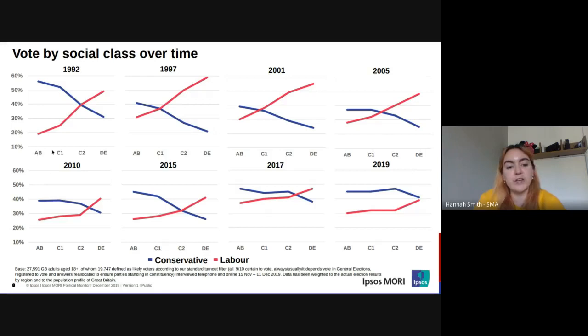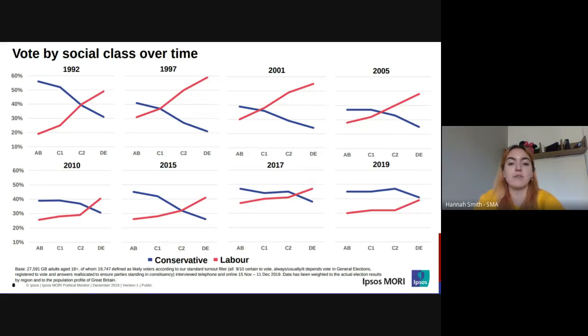So basically, if you go down the social classes, so AB to C1, C2, DE, the lower your social class, the more likely you are to vote Labour. Yes? Good. Flip it for the Conservatives. The higher your social class, the more likely you are to vote Conservative. That doesn't really surprise us. What is surprising, however, is the changes that you see over time.